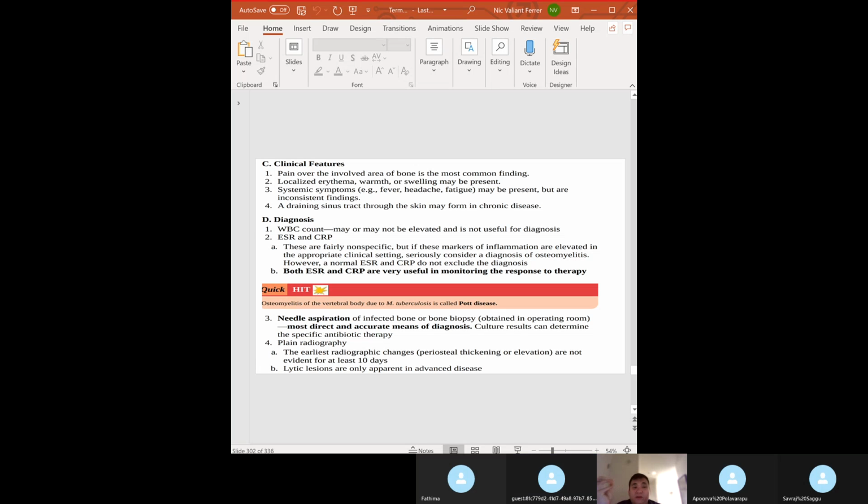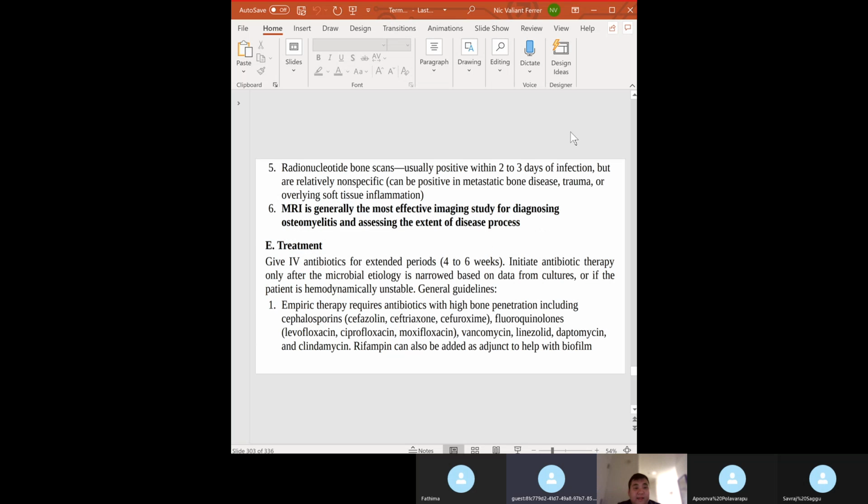Don't forget that Mycobacterium tuberculosis can have extrapulmonary manifestations, and one of them is osteomyelitis of the vertebral body. We call this one Pott disease, okay? That's high yield. For osteomyelitis, the most direct test is needle aspiration. We need to aspirate the bone to actually see the organism itself. MRI is the most effective imaging study for diagnosing osteomyelitis and assessing the extent of disease.